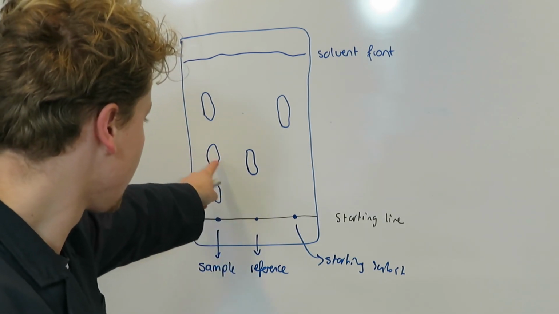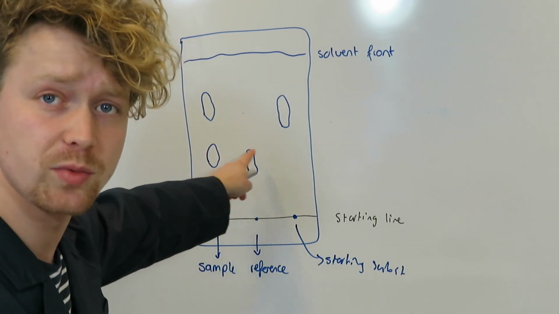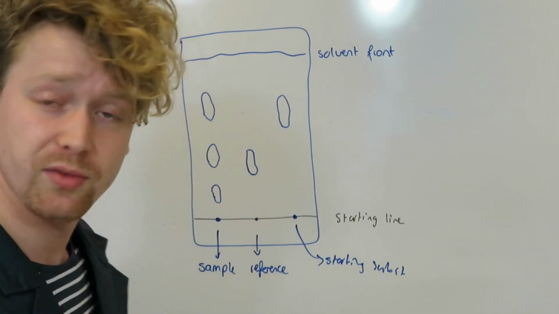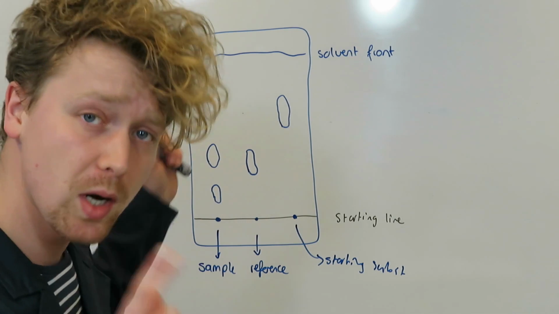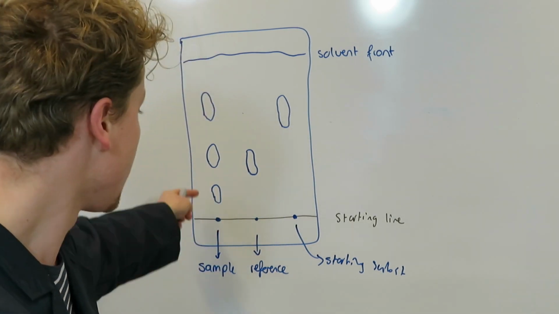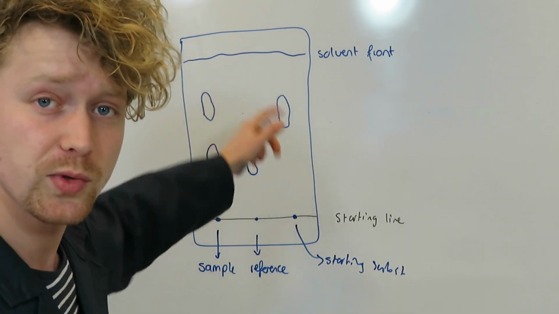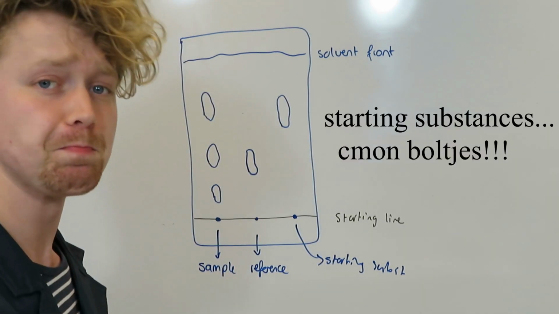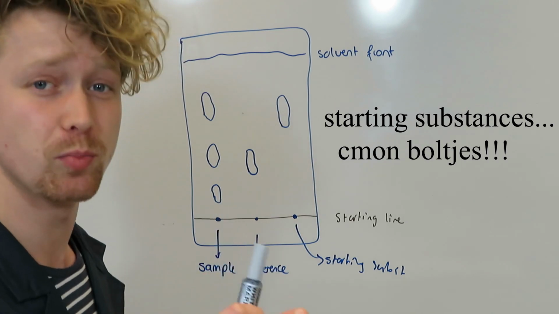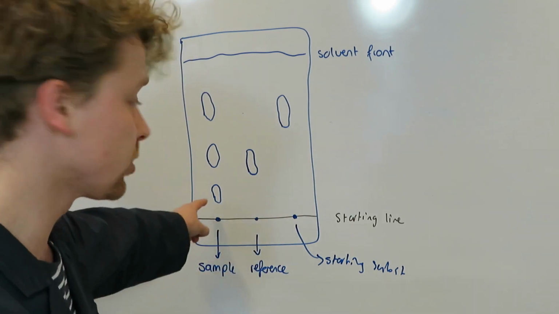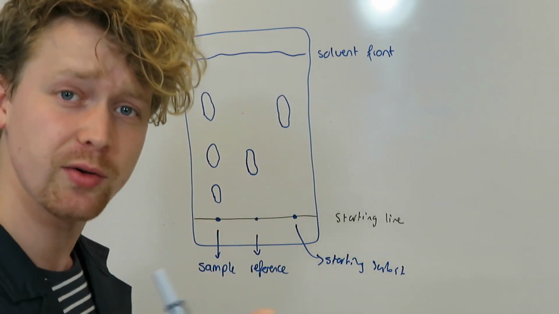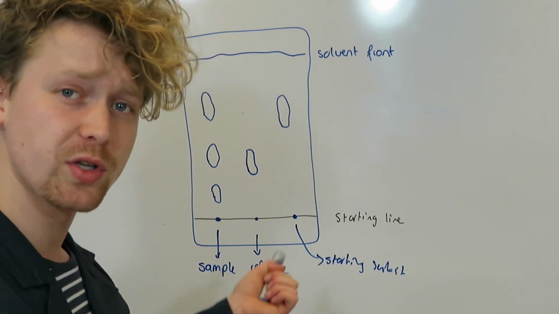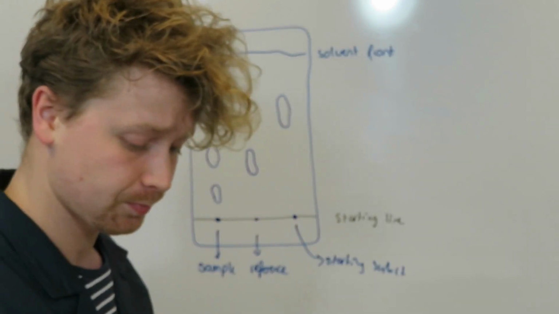Well, I see we have a spot at approximately the same RF value, so I can say, well, I've actually made paracetamol. But if I look at my sample, I can also see that there's a spot corresponding to the starting substance. Therefore, my sample is not pure. And I can also see a third spot, which indicates that there even is another substance. So, this paracetamol is not pure.